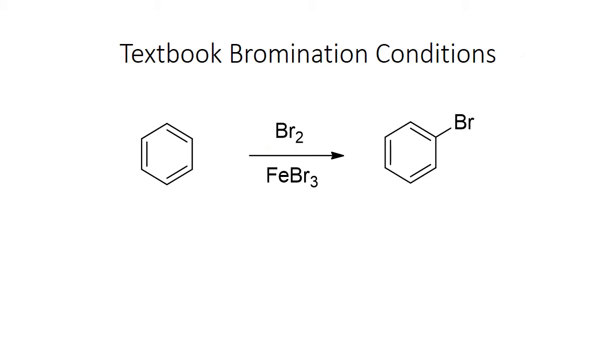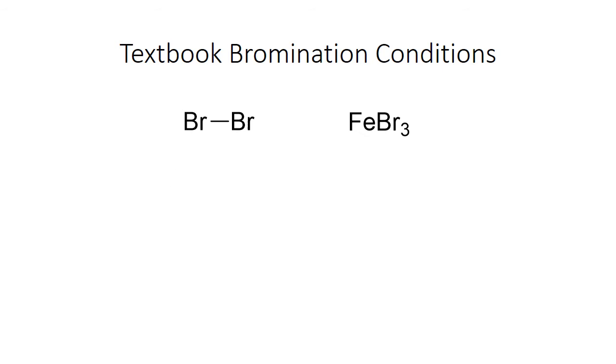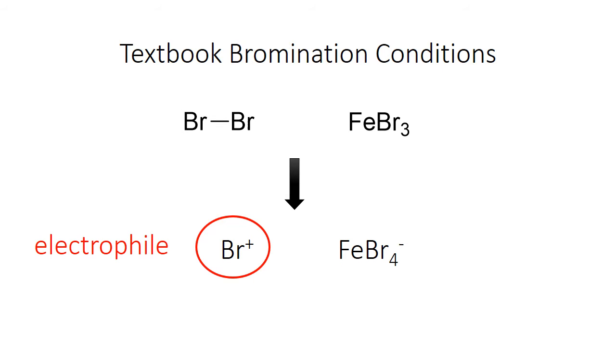There are many different ways to brominate an aromatic ring with electrophilic aromatic substitution. The conditions most commonly shown in textbooks use elemental bromine and some kind of Lewis acid, usually iron 3 bromide. These reactants are going to form Br+ in solution, or the bromonium ion. And this is the electrophile for the reaction. This is what attacks the aromatic ring.